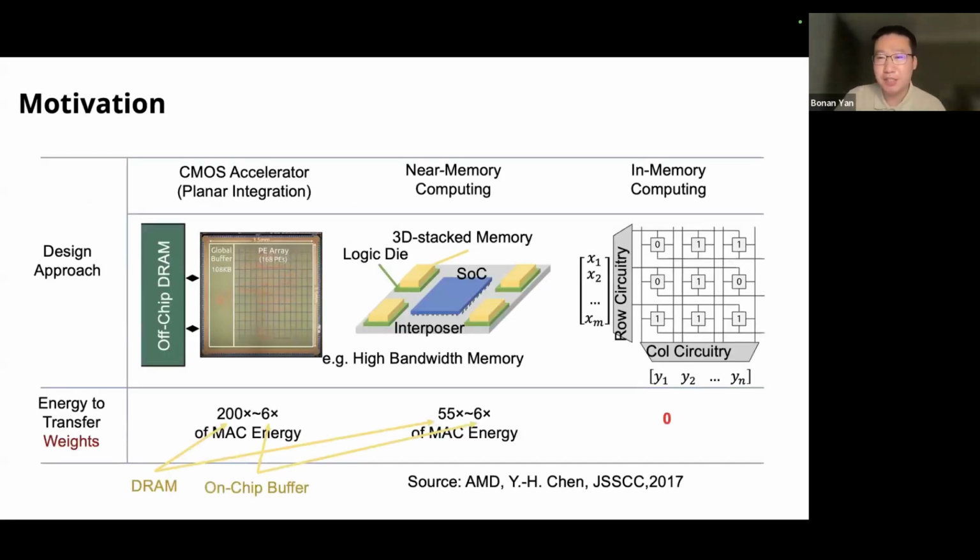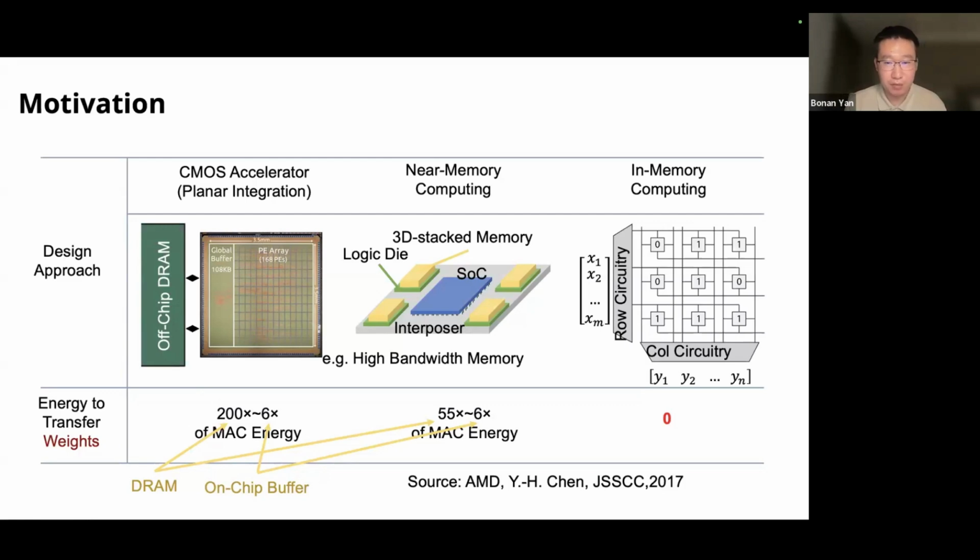First is the motivation. We have witnessed the development of the fusion of computing units and memory units. There are majorly three steps to develop those AI accelerators. The first is the ASIC design, the CMOS accelerator for AI, especially the work of Eyeriss.